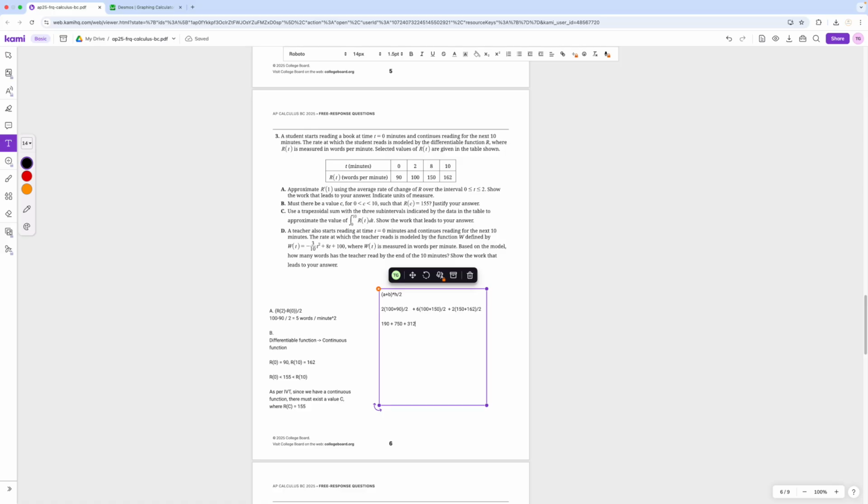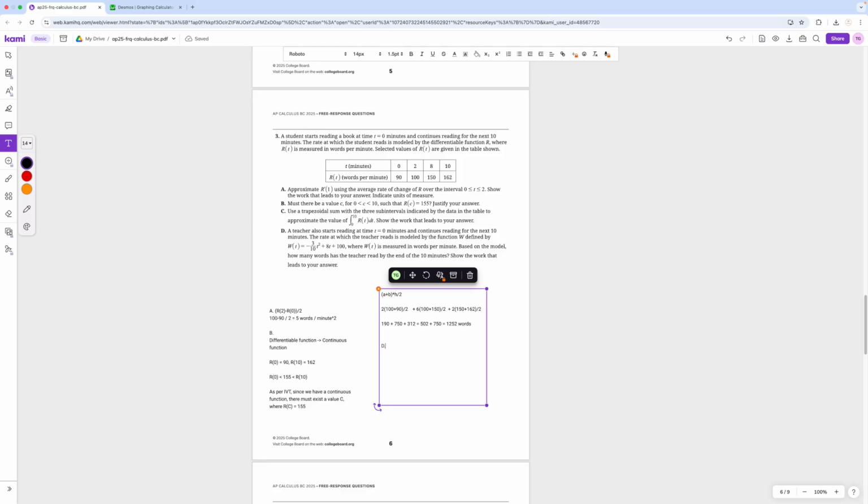Now all we have to do is add this up. What is 190 plus 312? That's going to be equal to 502 plus 750. 502 plus 750 is equal to 1252. And this is words. So that means the integral from 0 to 10 of r of t is approximately equal to 1252 words. Now that we're done with that, let's move on to part D.